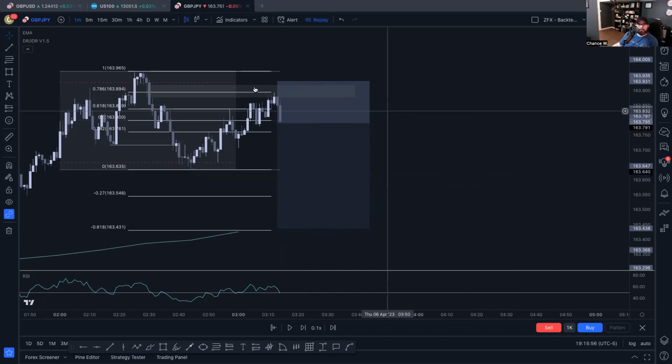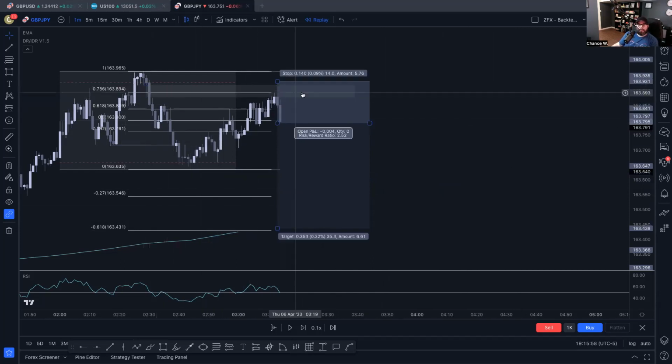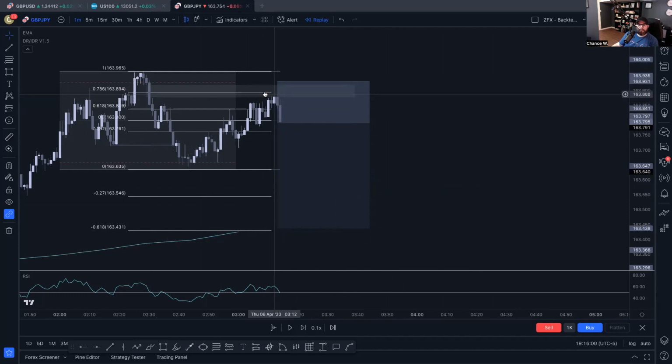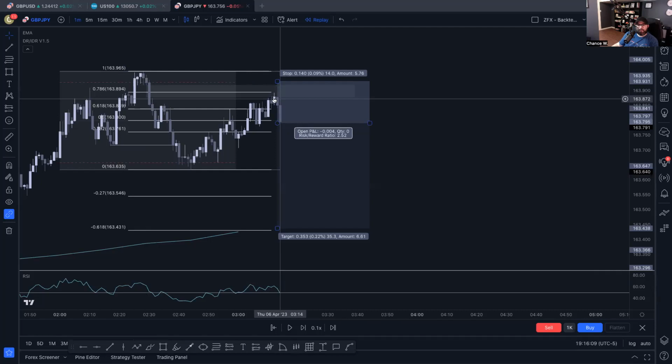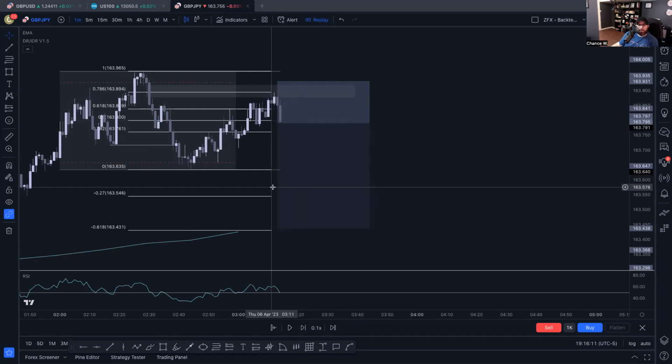So again, it hit that imbalance. There's a confluence that it rejected off that imbalance that this left behind that I saw earlier. We're rejecting off the 0.786 fib, which is another key level. We've got confirmation with the RSI down here. It's at that 50% level. It could be on its way plunging down.